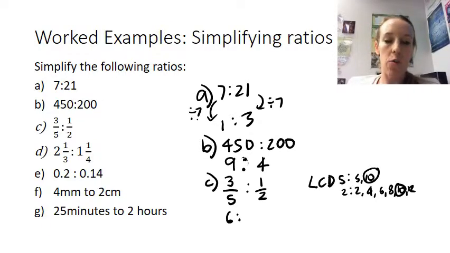On the other side, you're going to do 1 divided by 2 times 10, and that will give you 5. So 6 is to 5 is the simplified version for C. I'm just going to clear the screen because I'm running out of room.